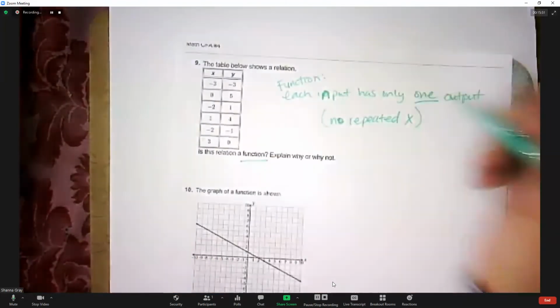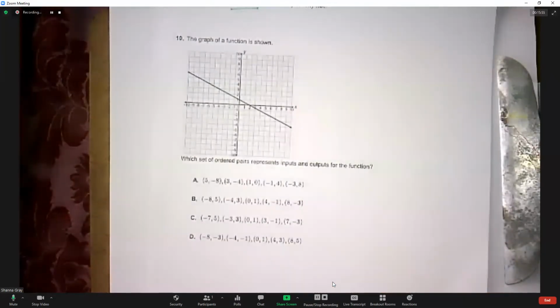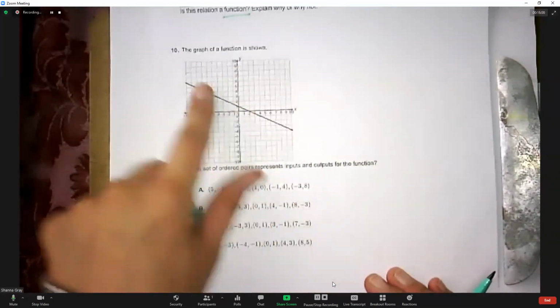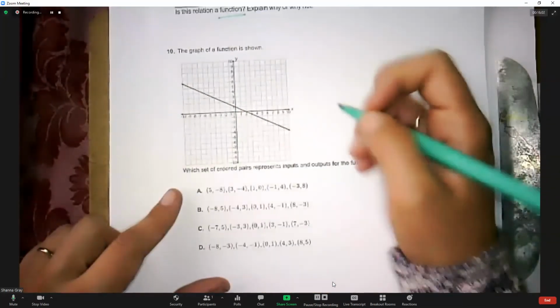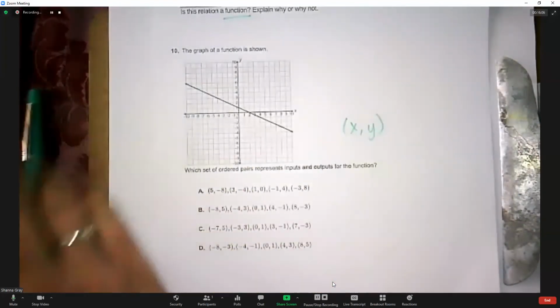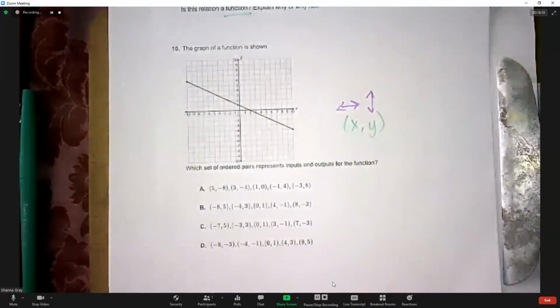So I'll let you look at those. And then this is supposed to be review. I mean, honestly, this is review of when you first started graphing. You're just looking through these points and deciding which set of points is on this line. So it's just making sure you understand the X and Y part of things. So, you know, X, the first number tells you where to go left to right, and then second number tells you where to go up and down.